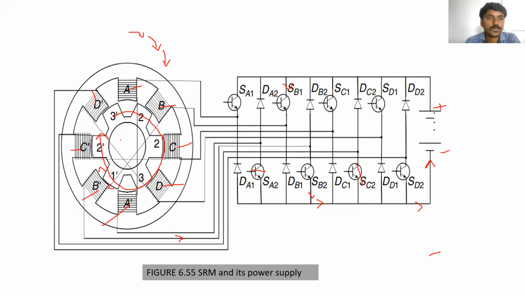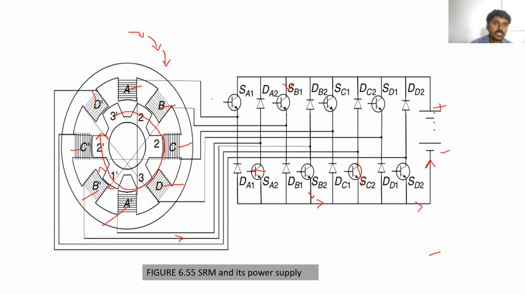So in order to make this rotor rotate, we should use a material which has magnetic properties. Iron has magnetic properties, and steel also has magnetic properties. If this rotor is not having magnetic properties, then it will not rotate. Please remember that point. So this is the operating principle of the switched reluctance motor drive.